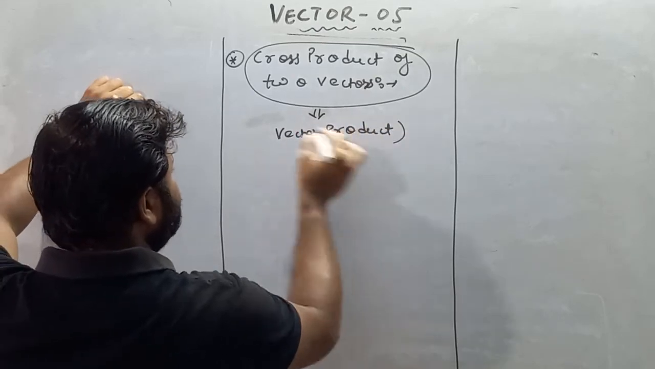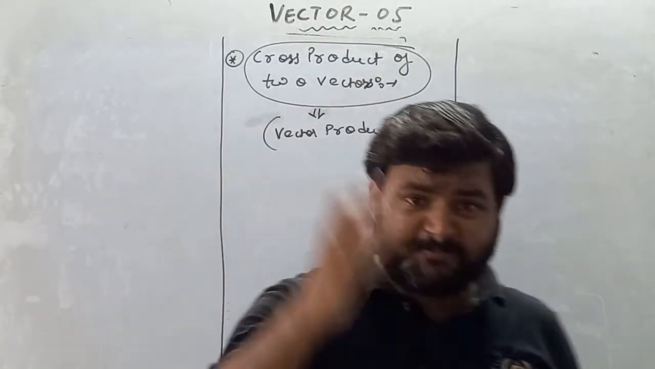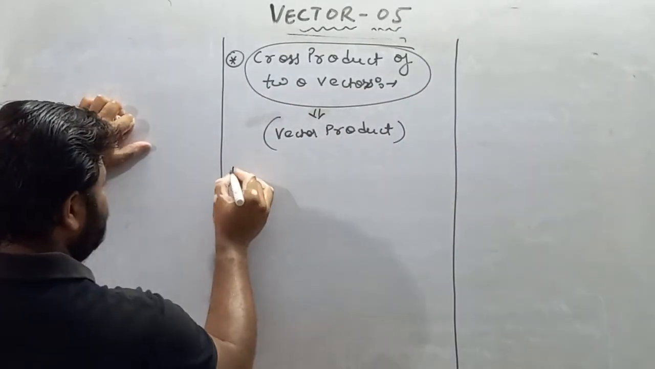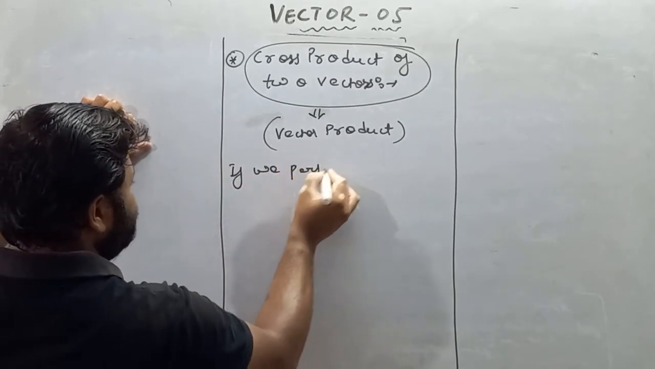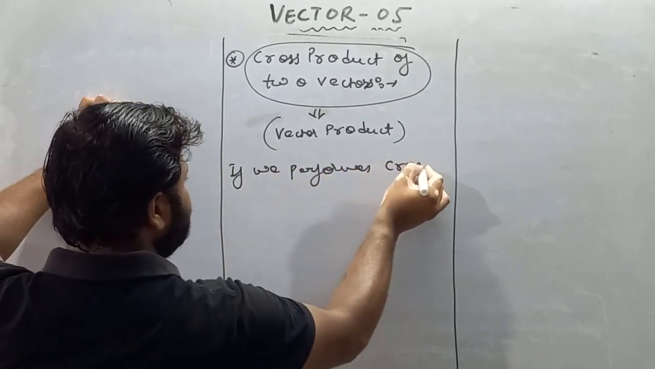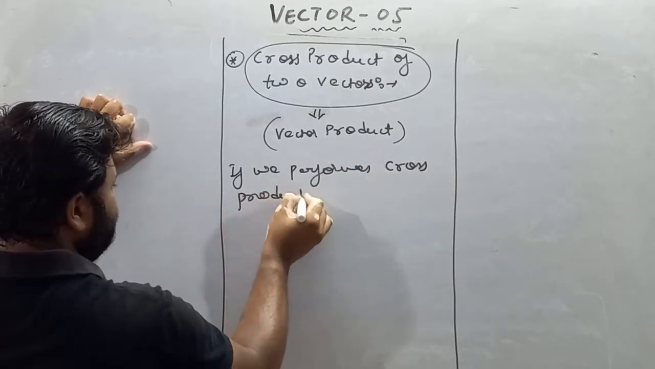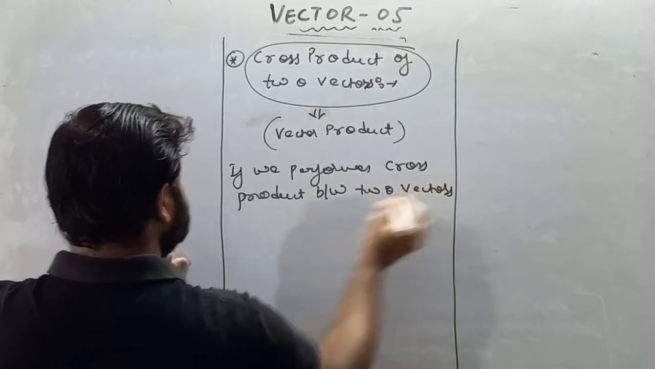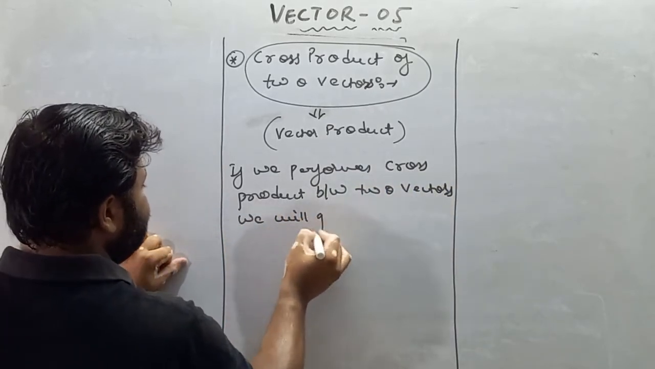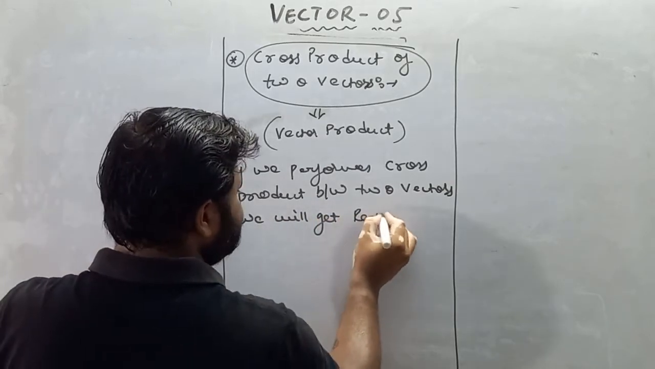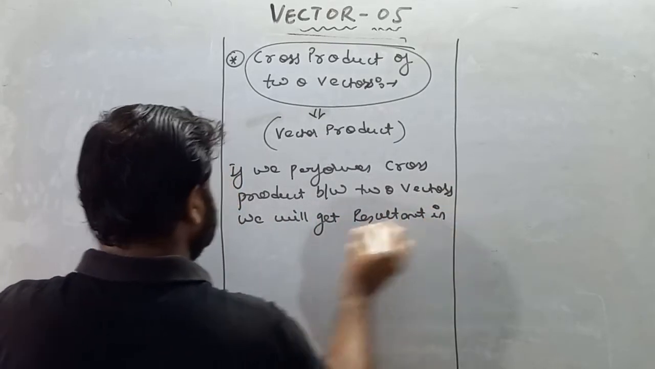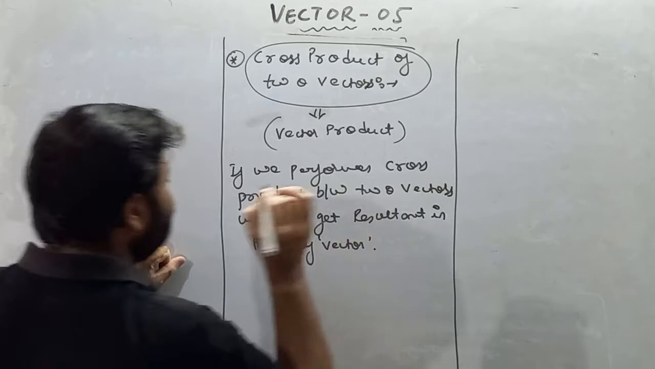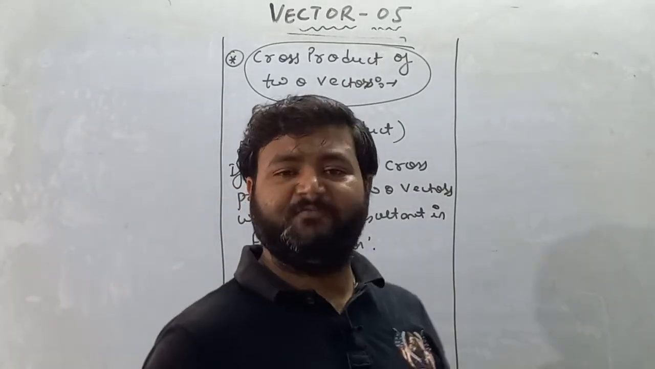Why is it called vector product? Because if you perform cross product between two vectors, then you'll get the result in the form of a vector. So I'll write here, if we perform cross product between two vectors, we will get the result in the form of a vector. That's why we say cross product is a vector product.